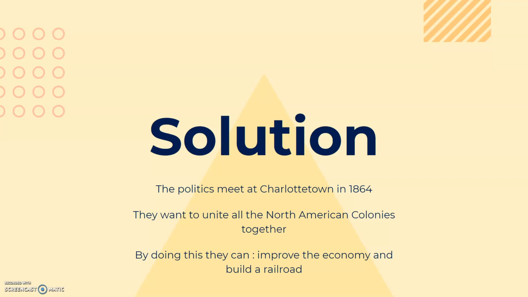Les hommes politiques se retrouvent à Charlottetown en 1864. They want to unite all the North American colonies together. Ils veulent mettre toutes les colonies britanniques ensemble. By doing this, they can improve the economy and build a railroad.